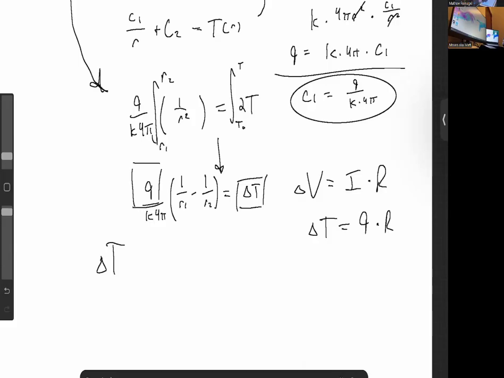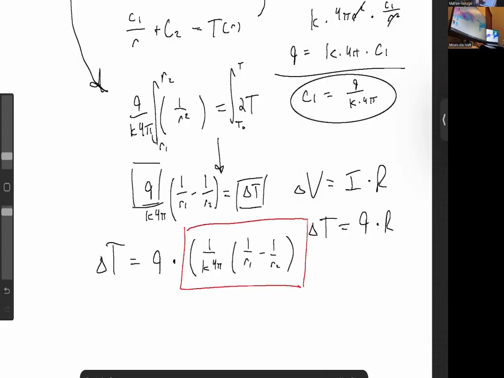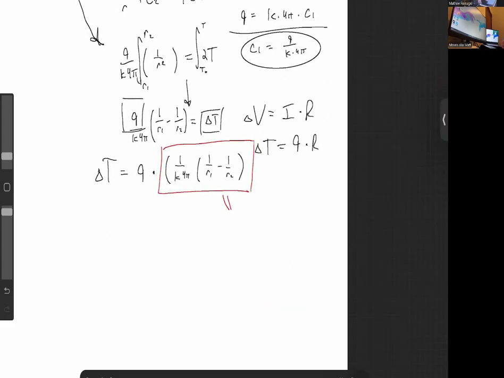So we can just say that this is change of T equals Q multiplied by 1 over K 4 pi multiplied by 1 over R1 minus 1 over R2. And this part over here is our thermal resistance.